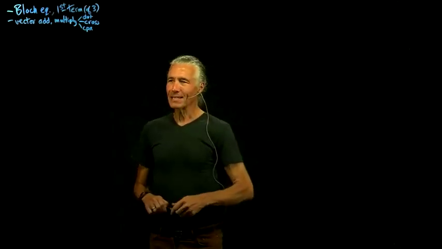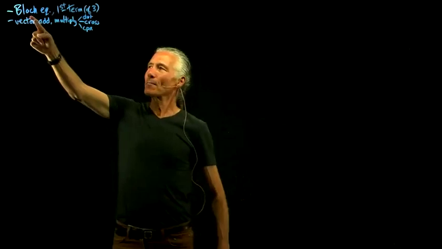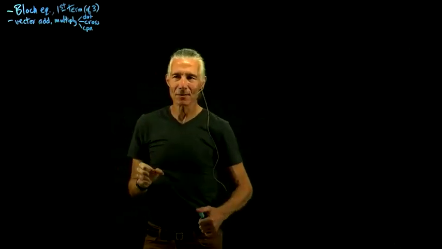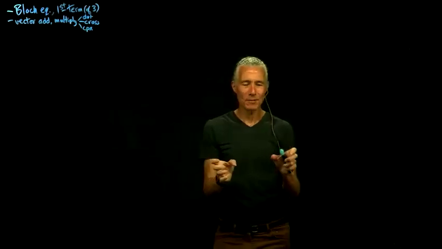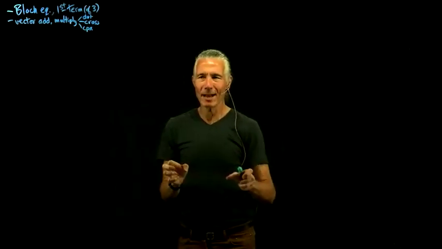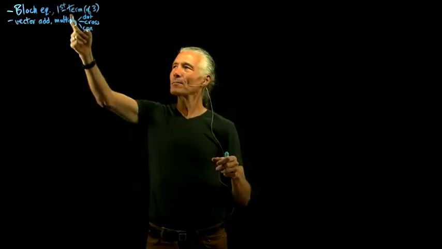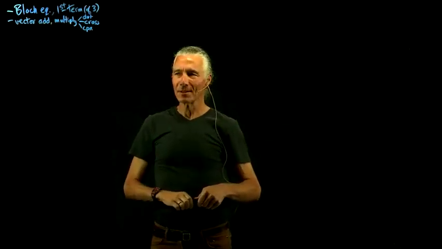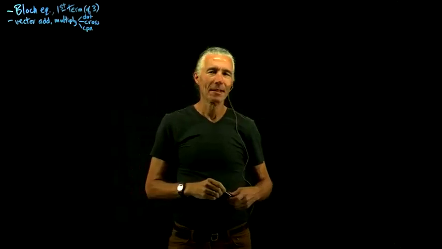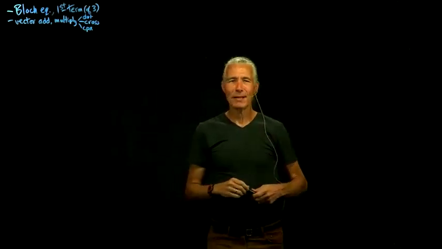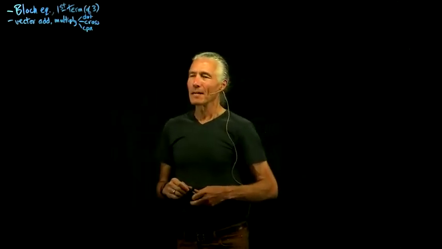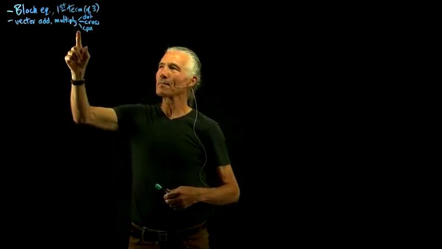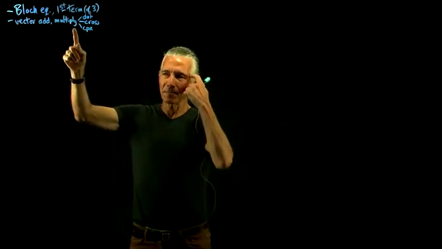So the plan is to talk about the Bloch equation. There's three parts of the Bloch equation, three terms. Terms are things that have multiplication in them that are added together. We're just going to do the first term of the Bloch equation to try to understand how that works. But that involves some vector addition and, more importantly, vector multiplication.